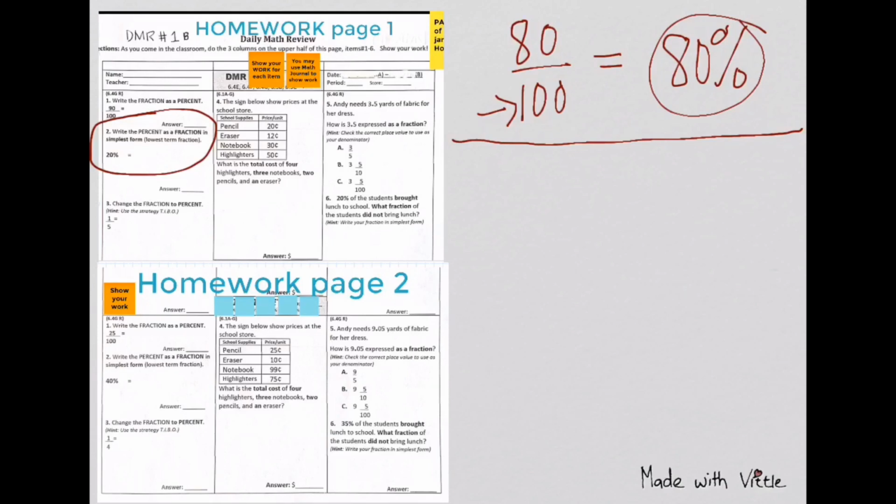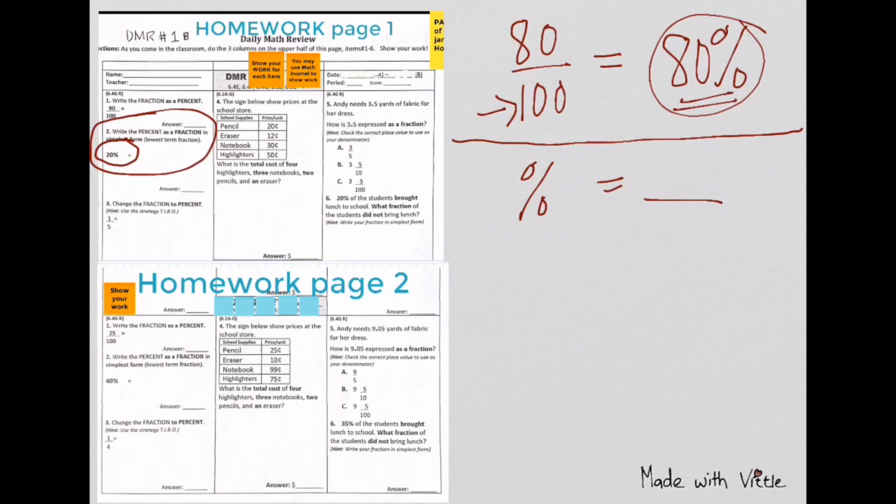On item number 2, it says write the percent as a fraction in simplest form or lowest term fraction, and the given percent is 20%. So it's like a reverse of what we did on item number 1. We were given a fraction out of 100, we wrote it as a percent. Now that we are given a percent number, we have to write it as a fraction first, okay? And then we will simplify it.